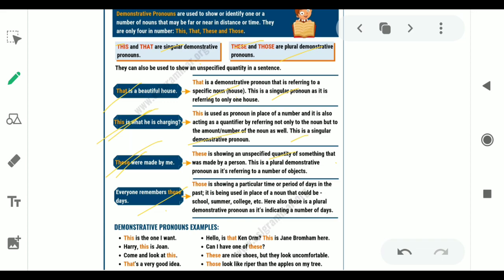Now, "Everyone remembers those days." "Those" is showing a particular time or period of days in the past, and here it is indicating a number of days. Now I have given you some examples here. Look at these examples. It will be more clear to you. I have highlighted the demonstrative pronouns.